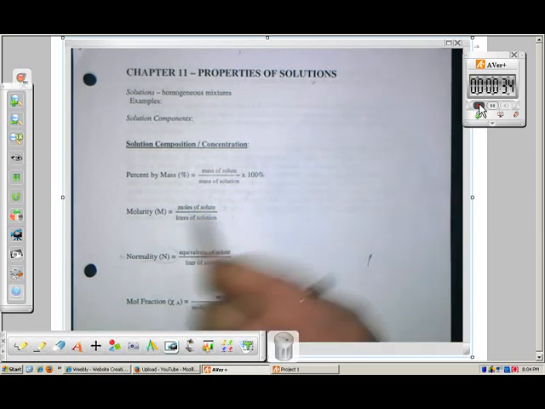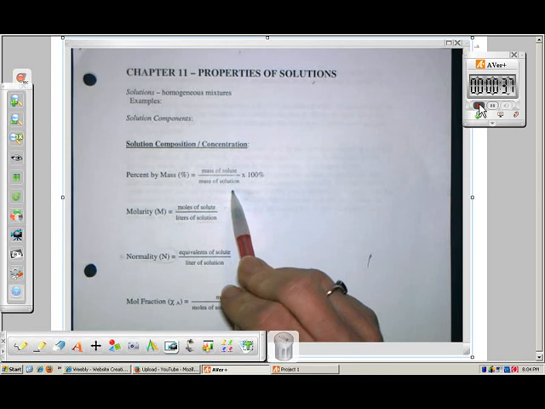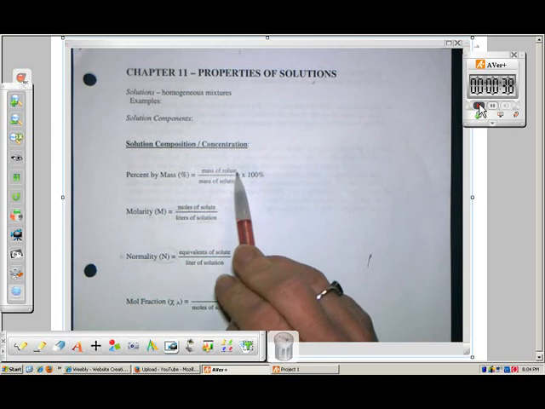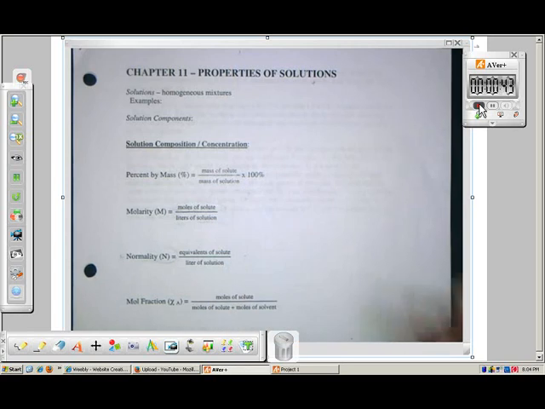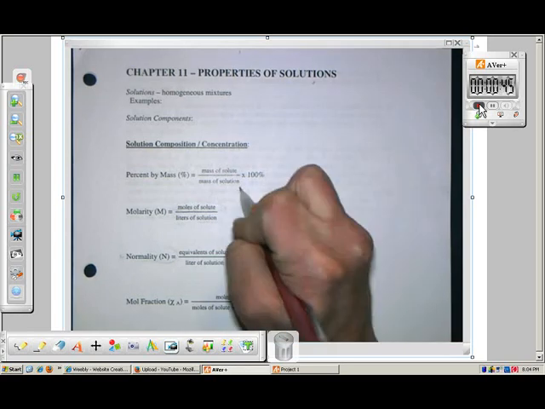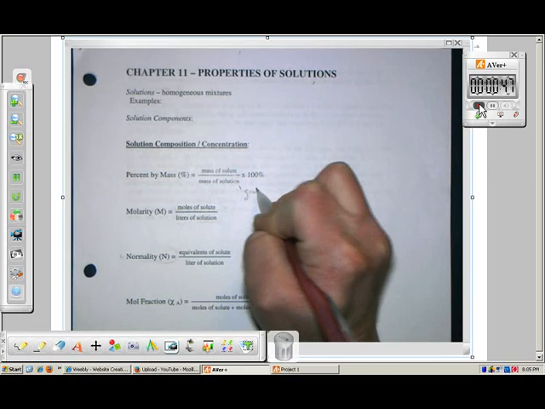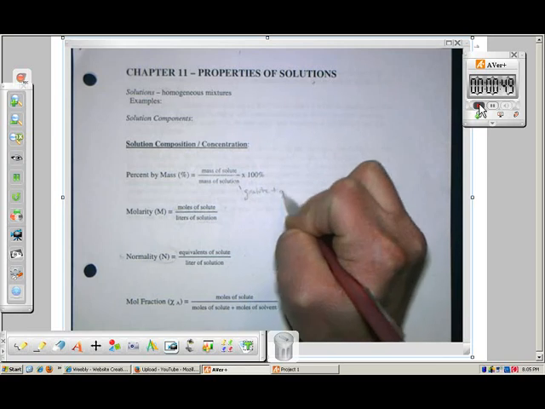We're familiar with percent by mass. Just be careful that you are indeed taking the mass of solute over the mass of the entire solution, which is the grams of solute plus the grams of the solvent.